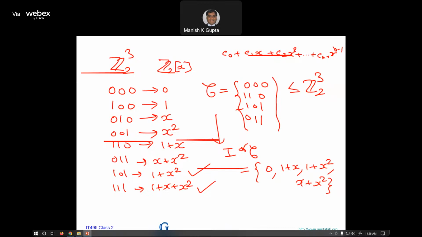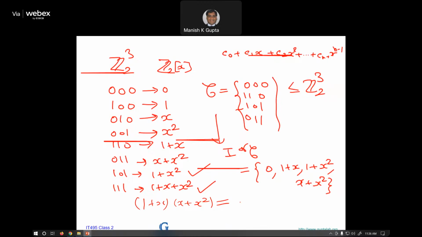So I write x. Whenever we are multiplying 2 polynomials, let us multiply this 1 plus x and x plus x square. What happens if you multiply 1 plus x and x plus x square? I am not worrying about anything about x. It's just a symbol. You can think of it like a symbol.